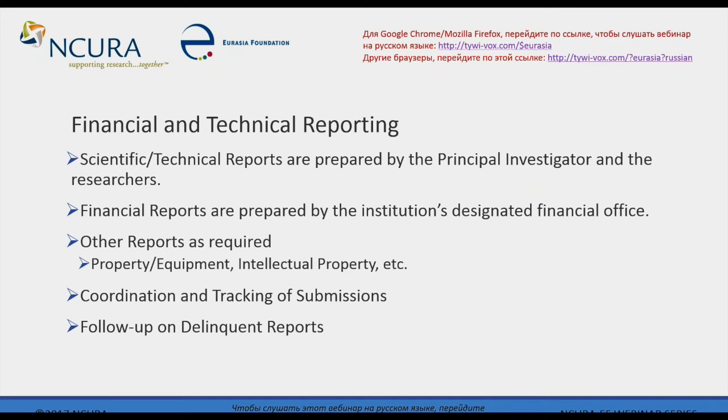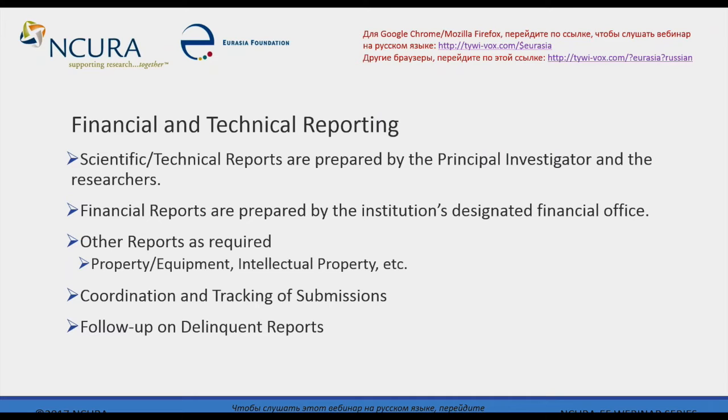An essential responsibility in award management is financial and technical reporting. Scientific technical reports are prepared by the principal investigator and the researchers. Financial reports are prepared by the institution's designated financial office. In addition, other reports may be required by the sponsor. For example, property and equipment which was purchased on the award, intellectual property or publications, and so on.